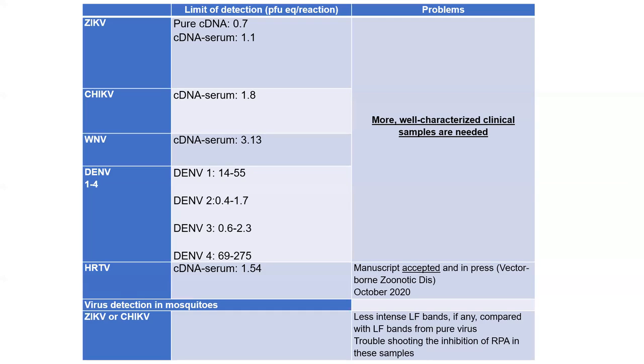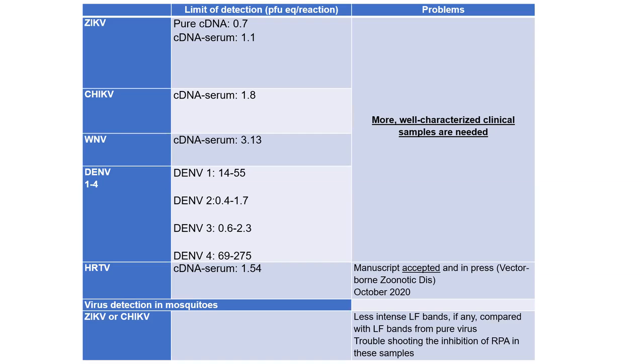Now, these results for West Nile, Chick, and Zika are very similar to the current real-time assays used by the CDC. Dengue 2 and 3 are pretty much spot on to the real-time PCR, whereas 1 and 4 are a little bit less than the real-time PCR.